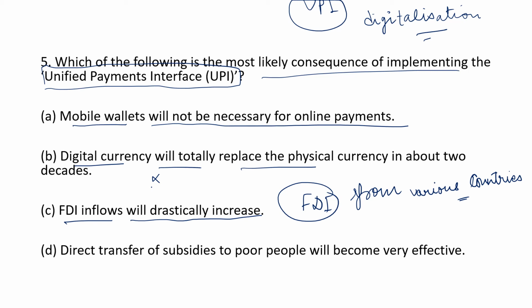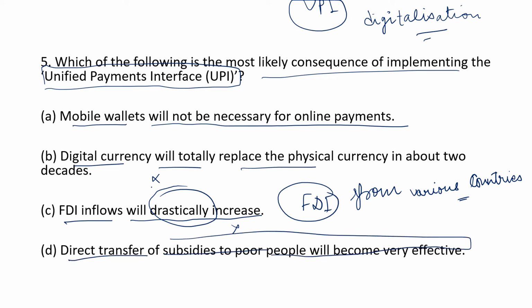It might have some impact on increasing the FDI inflows because now they can deposit the money directly to our country using the digital apps. So it may help, but it cannot drastically increase. We cannot assure of drastically increasing it. Next is direct transfer of subsidies to the poor people will become very effective. It may help in increasing this. But the first option is correct, that the mobile wallets will not be necessary for the online payments now.